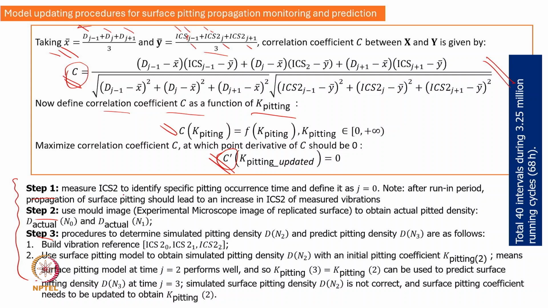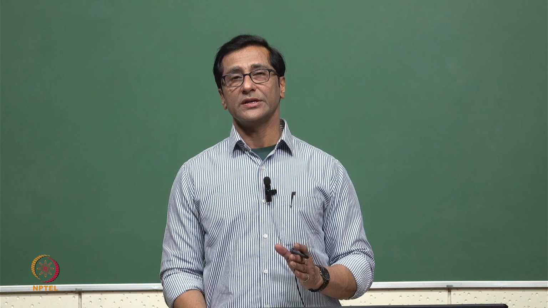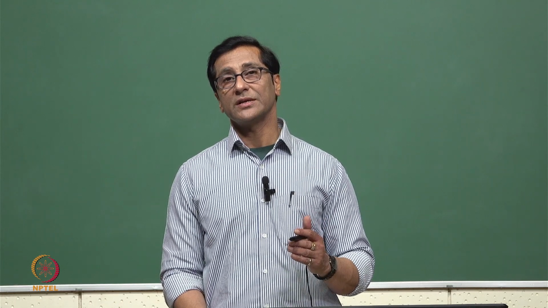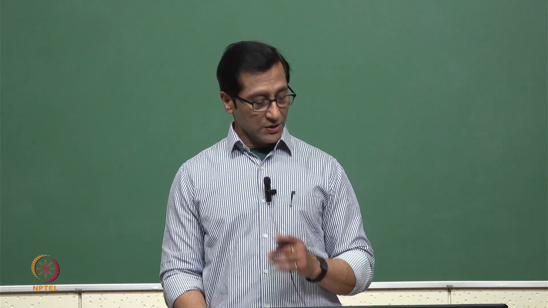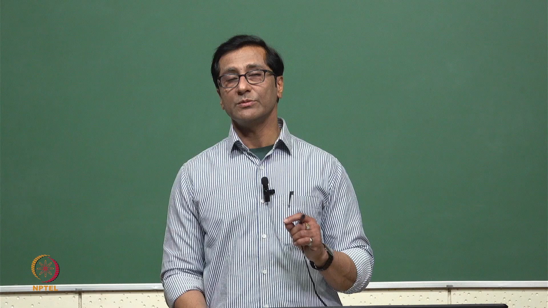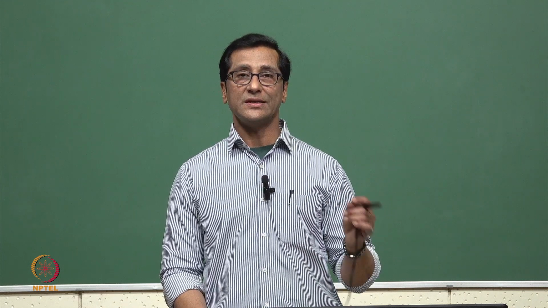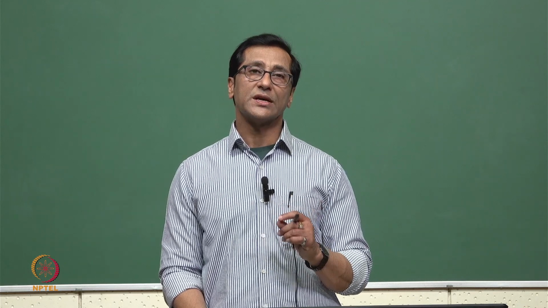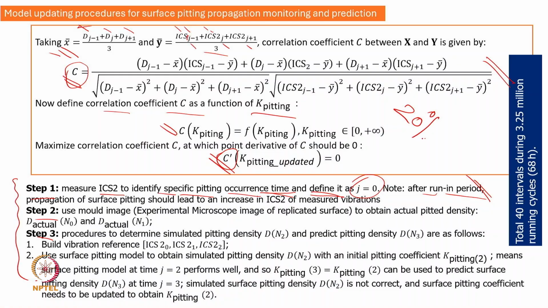In step 1, they are measuring the ICS2 to identify specific pitting occurrence and the time, as well as whatever they define initially, it can be j equal to 0. So the first data, j can be 0, and of course this will be done only after the running-in time. The reason being, before the running-in time is over, there's a possibility the pitting density comes down, a reduction happens. So they measure only after that. Once the running-in time is over, the pitting density will continuously increase till the failure occurs. And of course they are assuming that 20% will be the maximum density of the pitting, and if the density exceeds 20%, then there is a chance of the gear needing to be replaced completely.